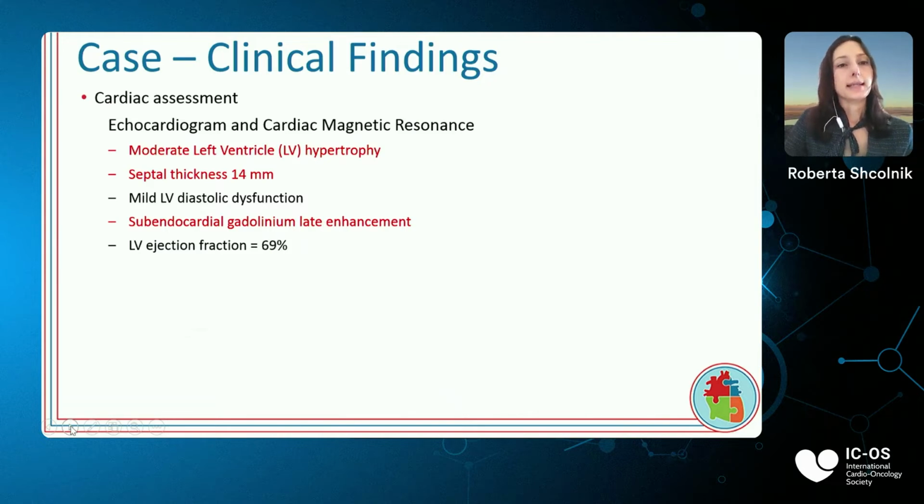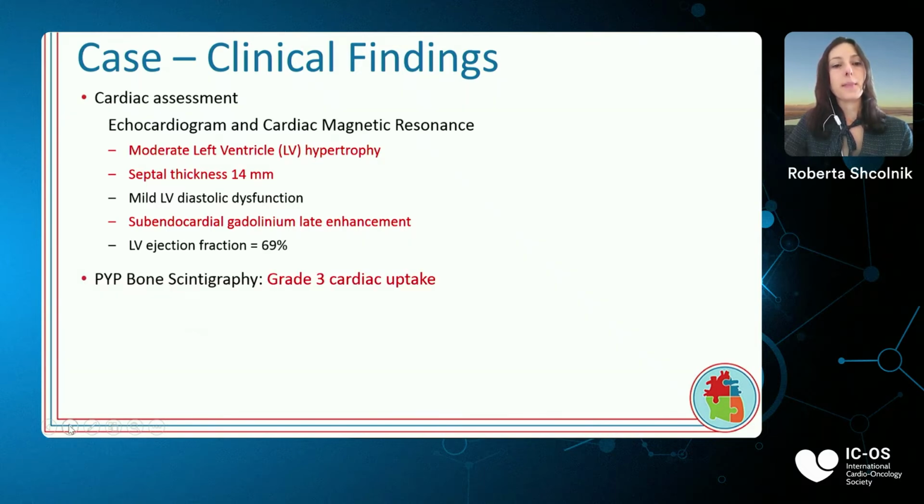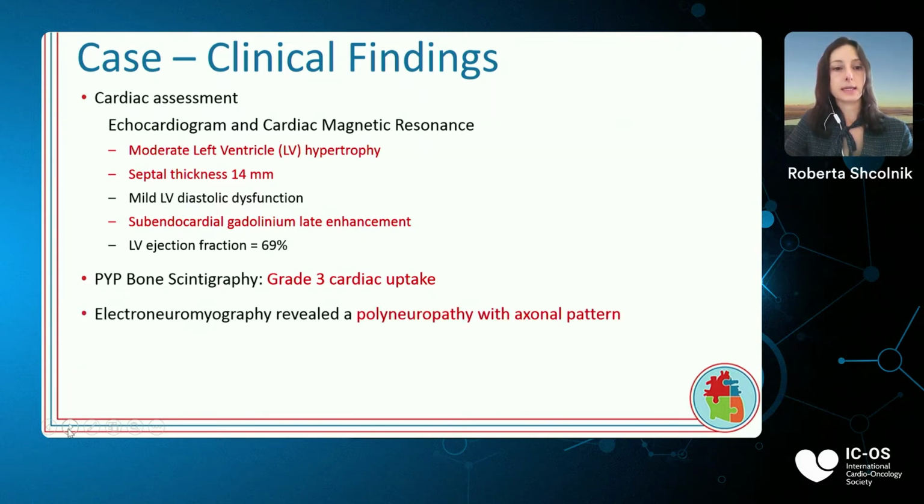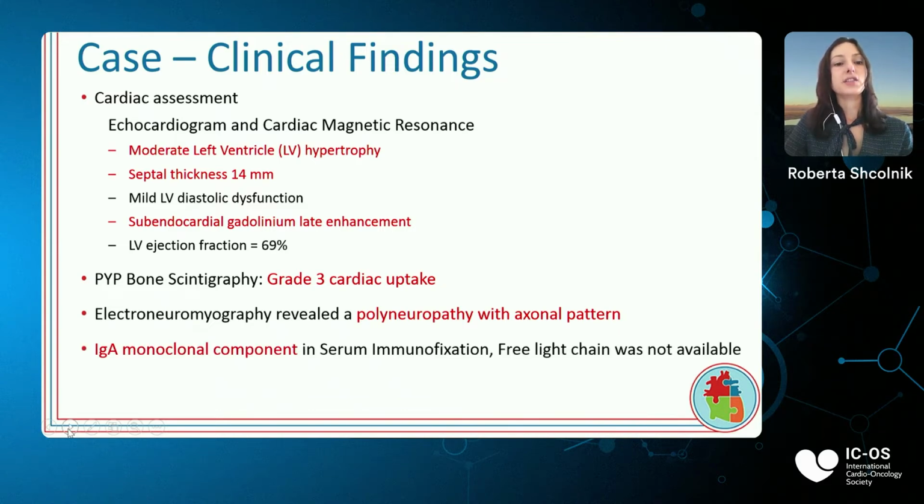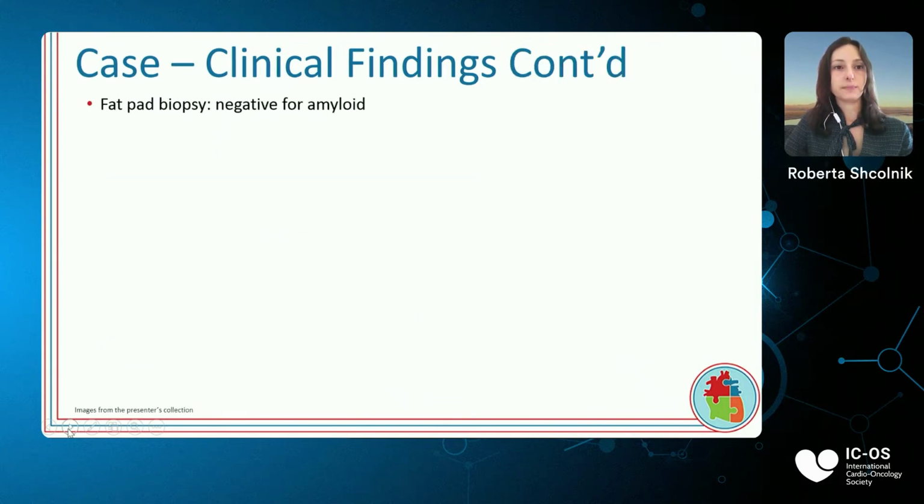His cardiac assessments with echocardiogram and cardiac MRI showed a moderate left ventricle hypertrophy with septal thickening, a subendocardial gadolinium enhancement, and a preserved left ventricle ejection fraction. PYP bone scintigraphy was performed and showed a grade 3 cardiac uptake. Electroneuromyography revealed a polyneuropathy with an axonal pattern, and an IgA monoclonal component was found in serum immunofixation.